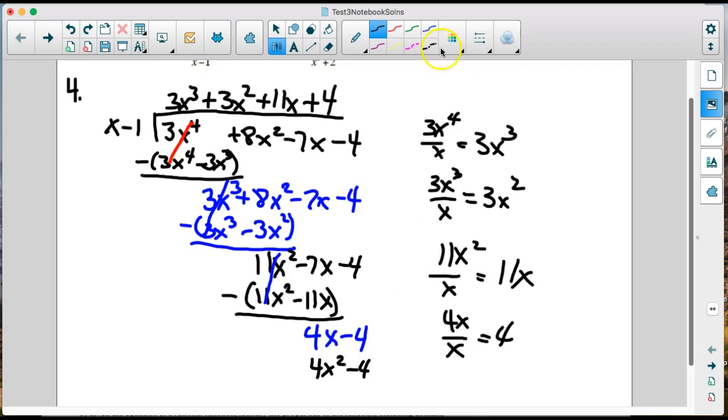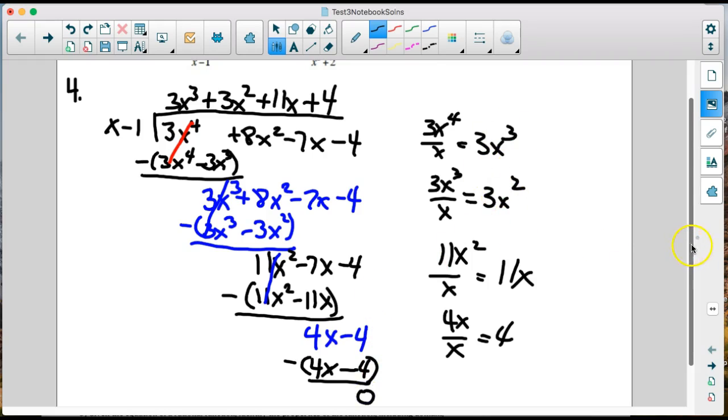Oh, I'm sorry, not 4x squared. 4x minus 4, or x minus 4. And then we're going to subtract that, and we will get no remainder. So this actually went in evenly.